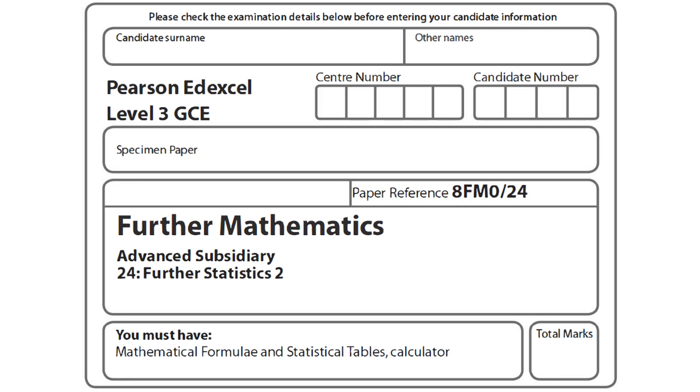This is a walkthrough of the Further Maths AS Further Statistics 2 specimen paper.